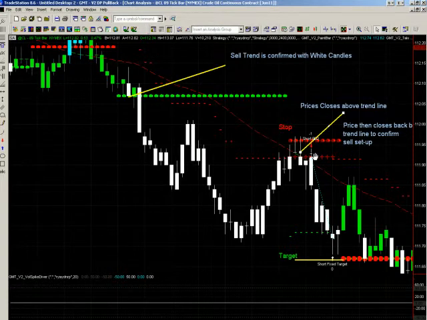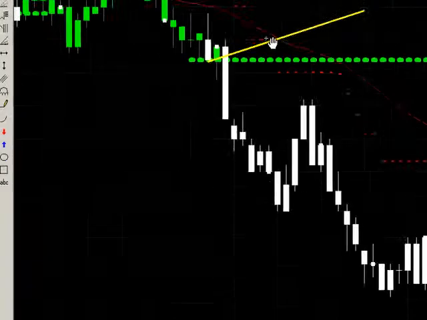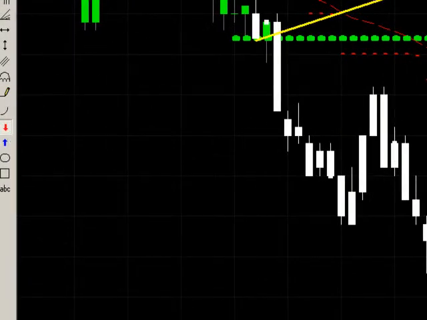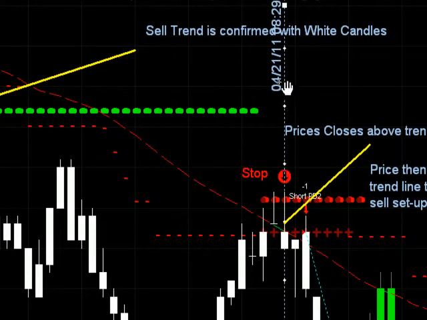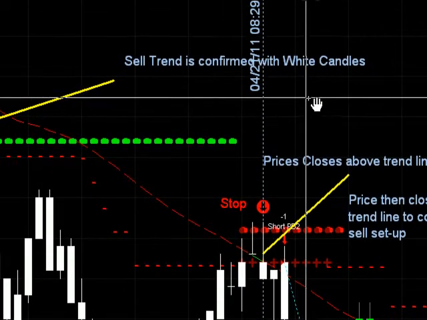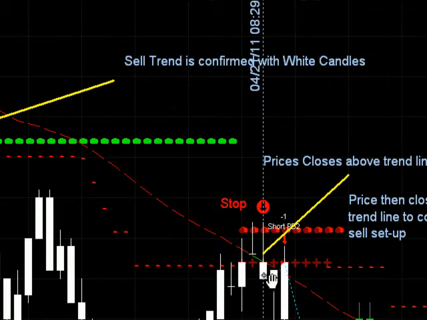So then we're looking for either a 1 or 2 candle close back below the trend line. So for us to take a pullback sell, deep pullback sell, we need to see price close back below, which we do on that candle there, and I'll mark that candle up on the chart. So that candle there at 8.29 confirms the close back below.